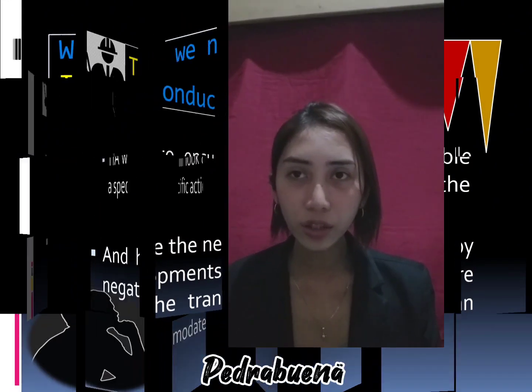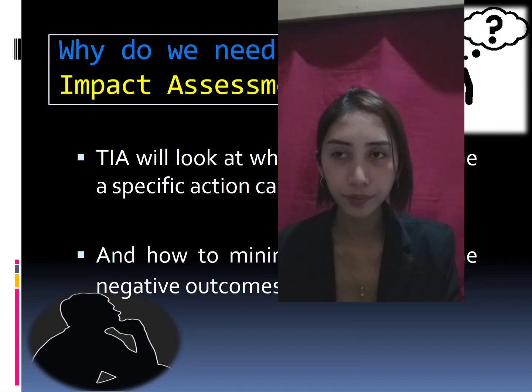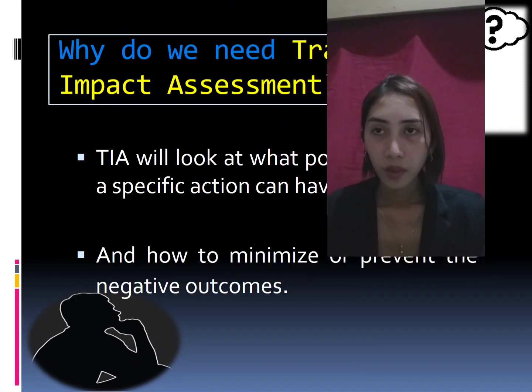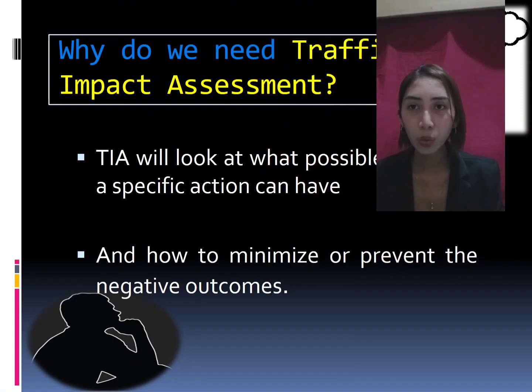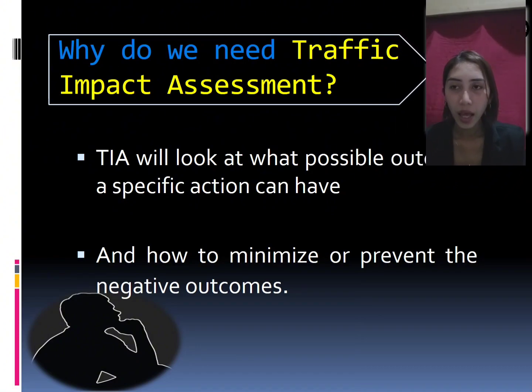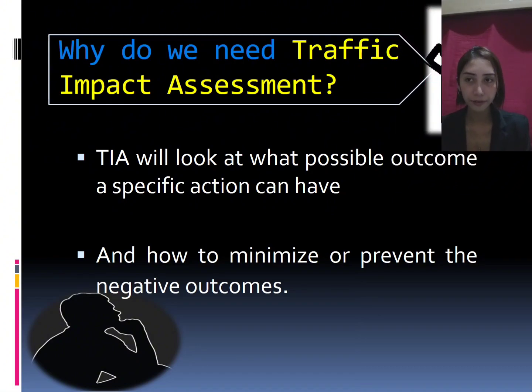So why do we need traffic impact assessment? Traffic impact assessment will look at what possible outcome a specific action can have. Second, it helps to minimize or prevent the negative outcomes.